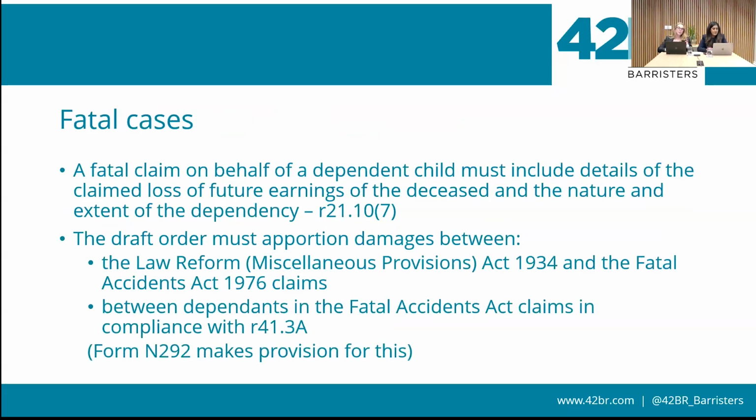And another specific type of claim that has its own consequences and own things that you have to be wary of are fatal accident claims. So most commonly, you'll see these types of claims where you're acting for the dependent child whose parent or older relative is the deceased. If that's the case, you have to include in the claim form or the particulars of claim the loss of future earnings of the deceased and the nature and extent of the dependency.